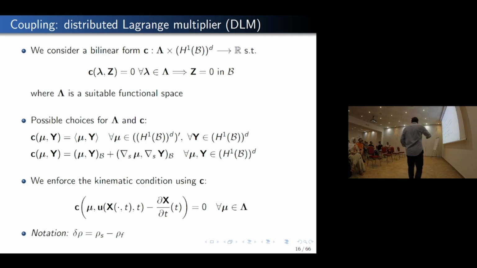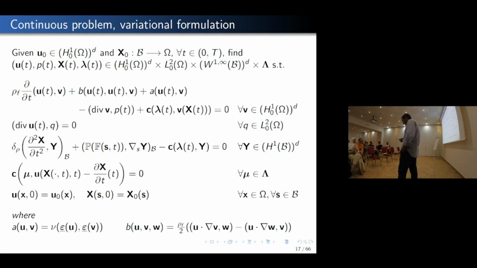Using C, we enforce the kinematic condition using the defining property. So basically, the equality between u applied to x and the time derivative of x is represented with C of mu, u(x) minus the time derivative of x equal to 0 for all mu in Lambda, using the defining condition. And the notation we introduce now is that the difference between rho_s and rho_f we call delta rho. And this is the formulation of the continuous problem.